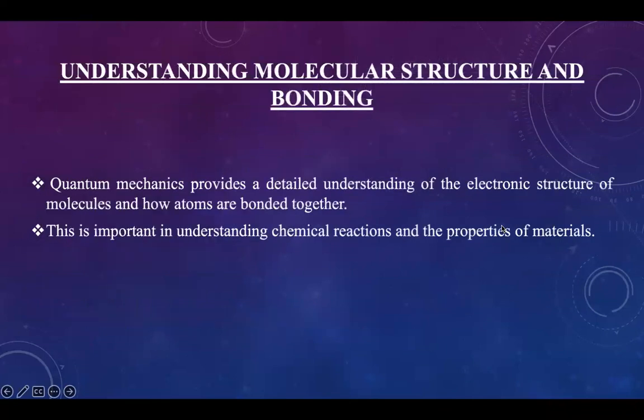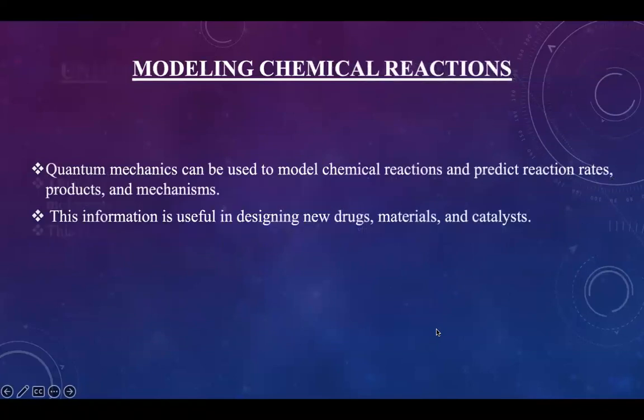Understanding molecular structure and bonding. Quantum mechanics provides a detailed understanding of the electronic structure of molecules and how atoms are bonded together. This is important in understanding chemical reactions and the properties of materials. Modeling chemical reactions. Quantum mechanics can be used to model chemical reactions and predict reaction rates, products, and mechanisms. This information is useful in designing new drugs, materials, and catalysts.